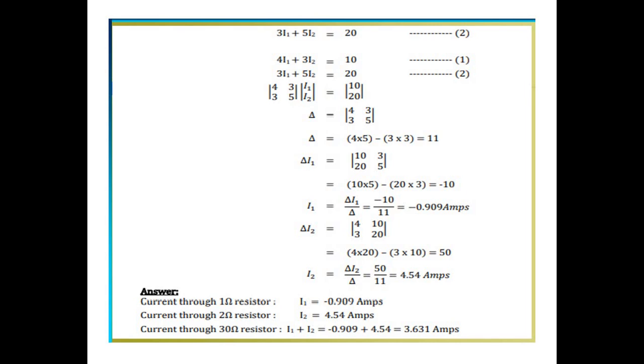Here the current through the 1 ohm resistor, I1, is equal to minus 0.909, and the current through the 2 ohm resistor, I2, is equal to 4.54 amps. Then the current through the 3 ohm resistor, I1 plus I2, is equal to minus 0.909 plus 4.54, which is equal to 3.631 amps.